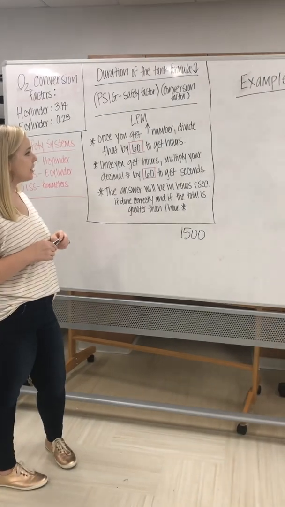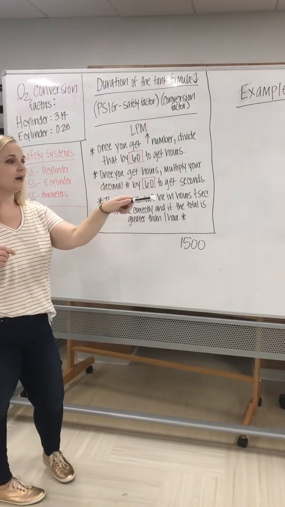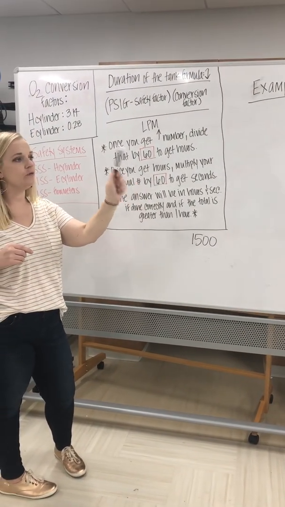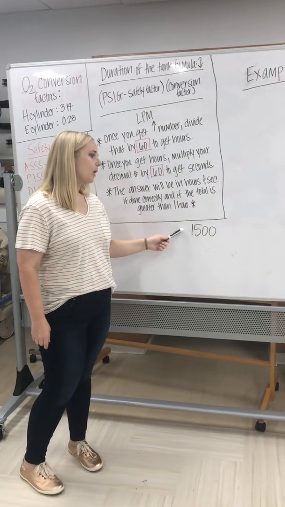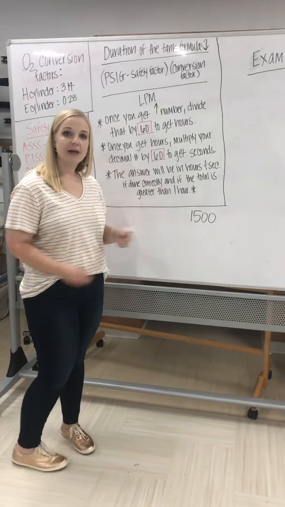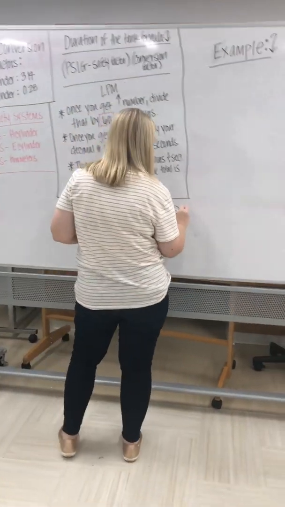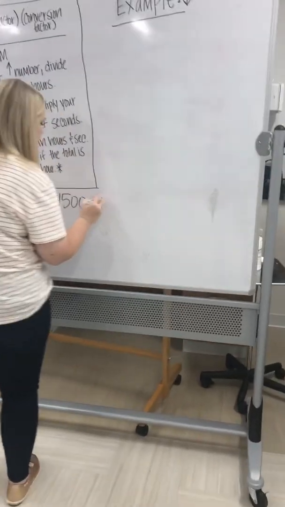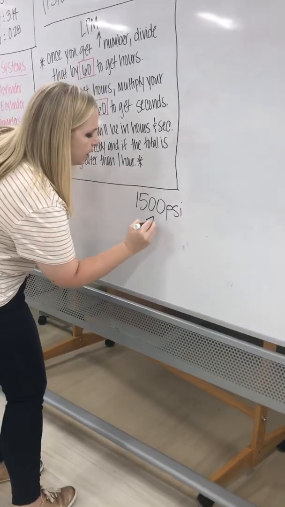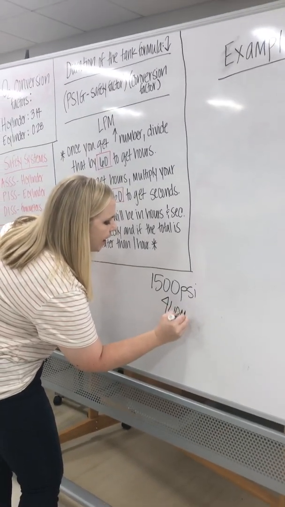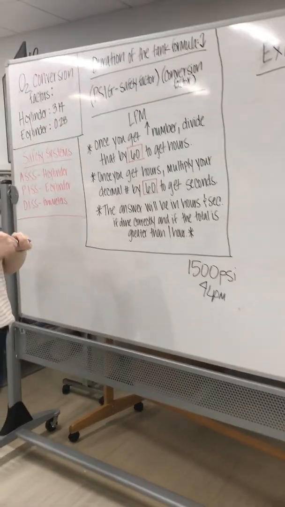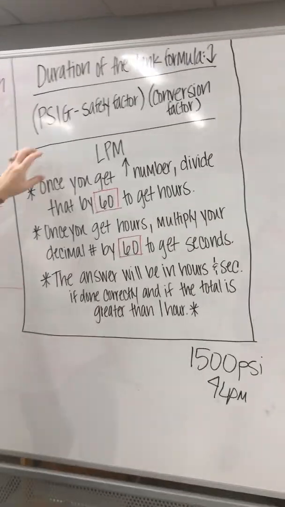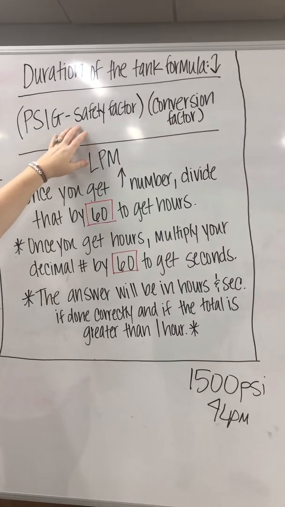So earlier when I talked to y'all and showed you guys how to hook up and move your H cylinder, I noted that we were using 1500 PSI, and I wrote it down here so I could use it later for this calculation. We also turned it up to 4 liters per minute, and I'll get to that in a minute. So the formula for the duration of the tank: you're gonna take your PSI minus a safety factor.